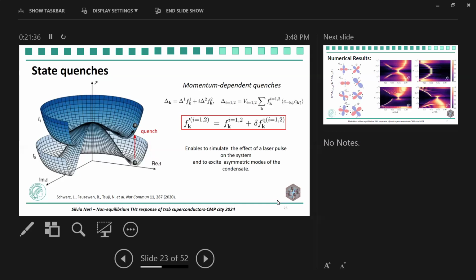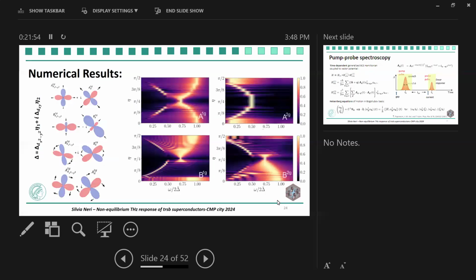This is, of course, multiplied by some small parameter, not even that small. I mean, I'm in an equilibrium scenario. But what I'm allowing the condensate to do is to oscillate in channels that were not belonging to the ground state. If I do this, for example, for the D plus iD case, this is the spectrum I get. Yeah. But that's a model of a laser pump.